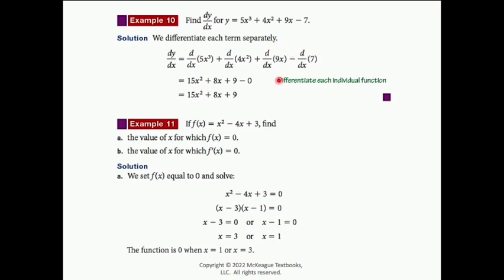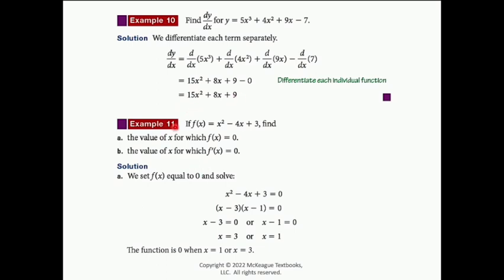This here is 9x. When we take the derivative of this, I bring the exponent down in front, so I would have 9 times 1. And then when I raise x to the 0 power, that would be 1. So now I'm left with 9 times 1, which is 9. And then here we have a constant, and so this is just going to be 0. So now when we clean that up and we drop out the 0 because we really don't need it, our derivative is going to be 15x squared plus 8x plus 9.